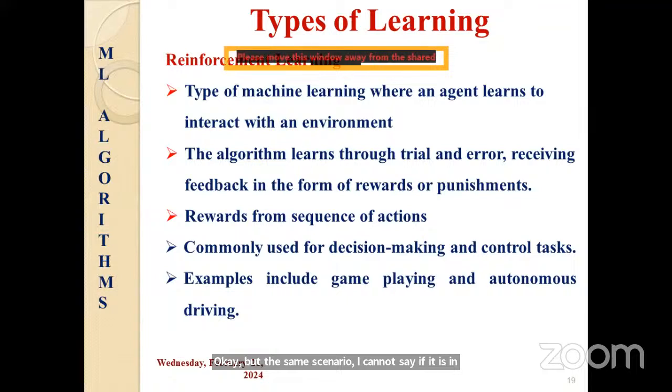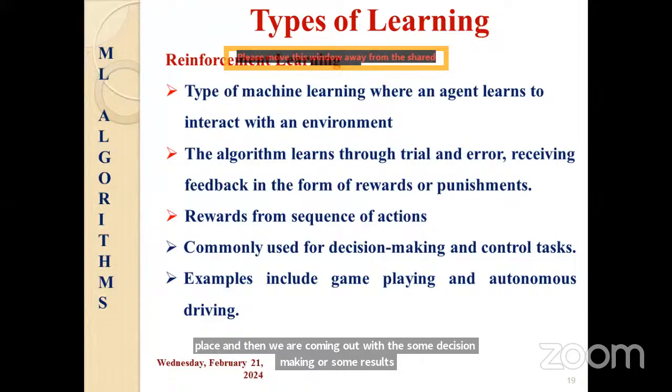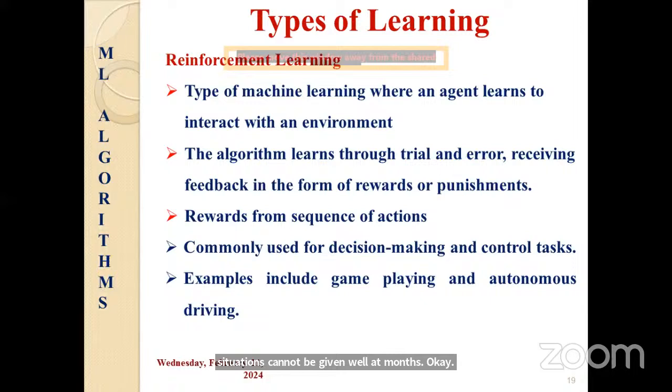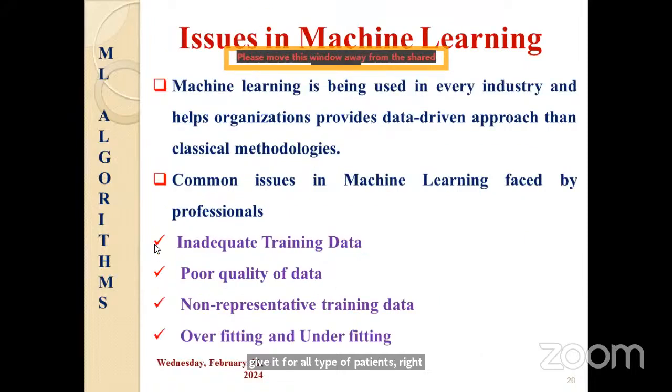So what happens here is, we are getting streaming data from the scenario, from the place, and then we come out with some decision making or some results. That is what is called reinforcement learning. All situations cannot be given well in advance. I cannot give all types of data which is possible for a patient to get cancer or not. We can take all symptoms into consideration, but it is not possible to give them for all types of patients, right? So reinforcement learning will be very good, but we find very few people working on it.